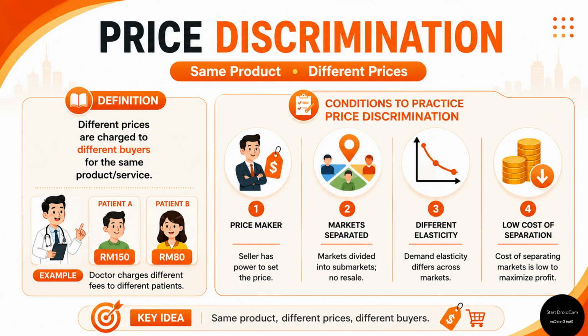First, the seller must be a price maker. Second, the market must be separated into different groups or sub-markets, and resale between these markets should be prevented. Third, the groups should have different elasticities of demand. And finally, the cost of separating the markets should be low enough for the strategy to be profitable. So, the key idea is same product, different buyers, and different prices.